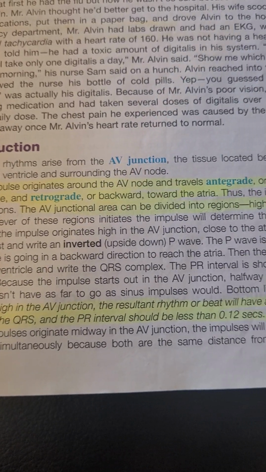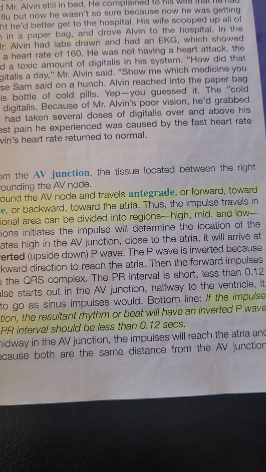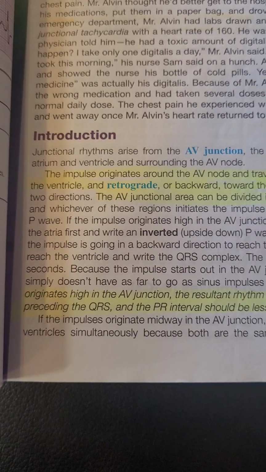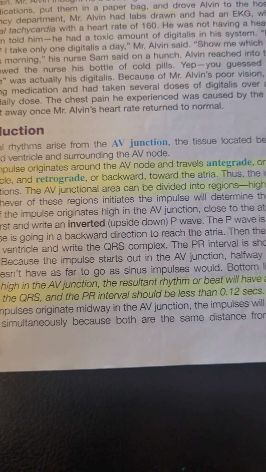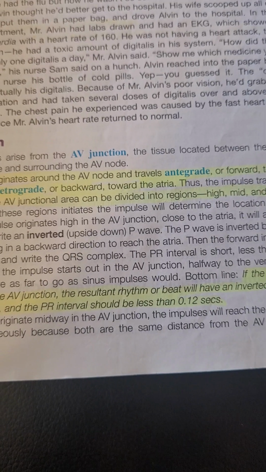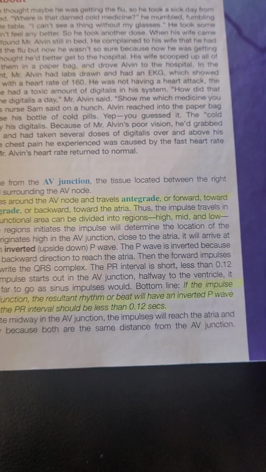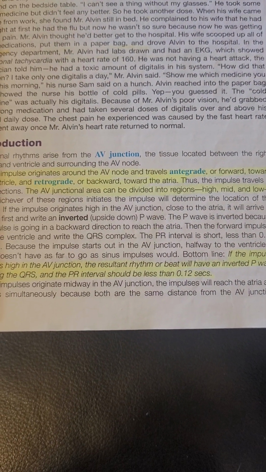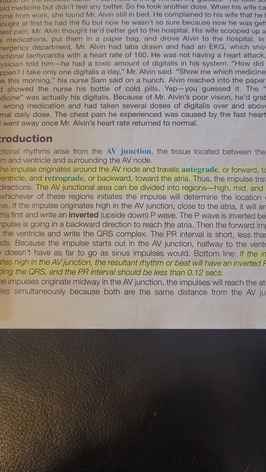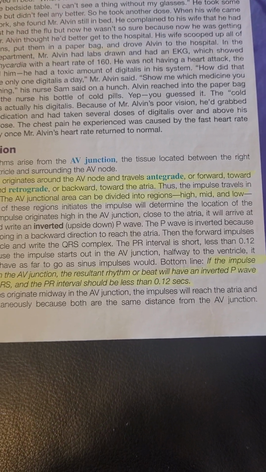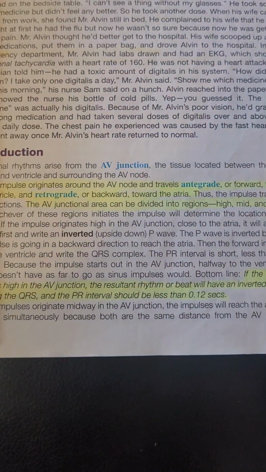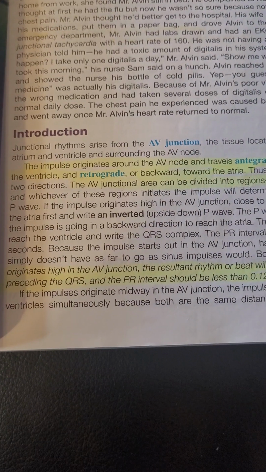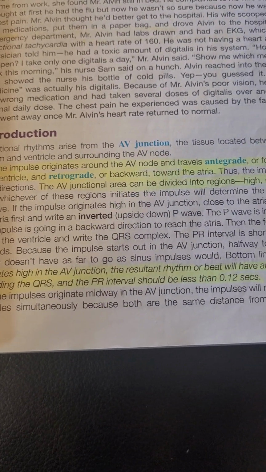If the impulse originates high in the AV junction, close to the atria, it will arrive at the atria first and then write an inverted, upside down P wave. So it's saying depending on where the impulse goes, right? If it's high, that means in the AV junction close to the atria, it will arrive at the atria first and write an inverted upside down P wave.